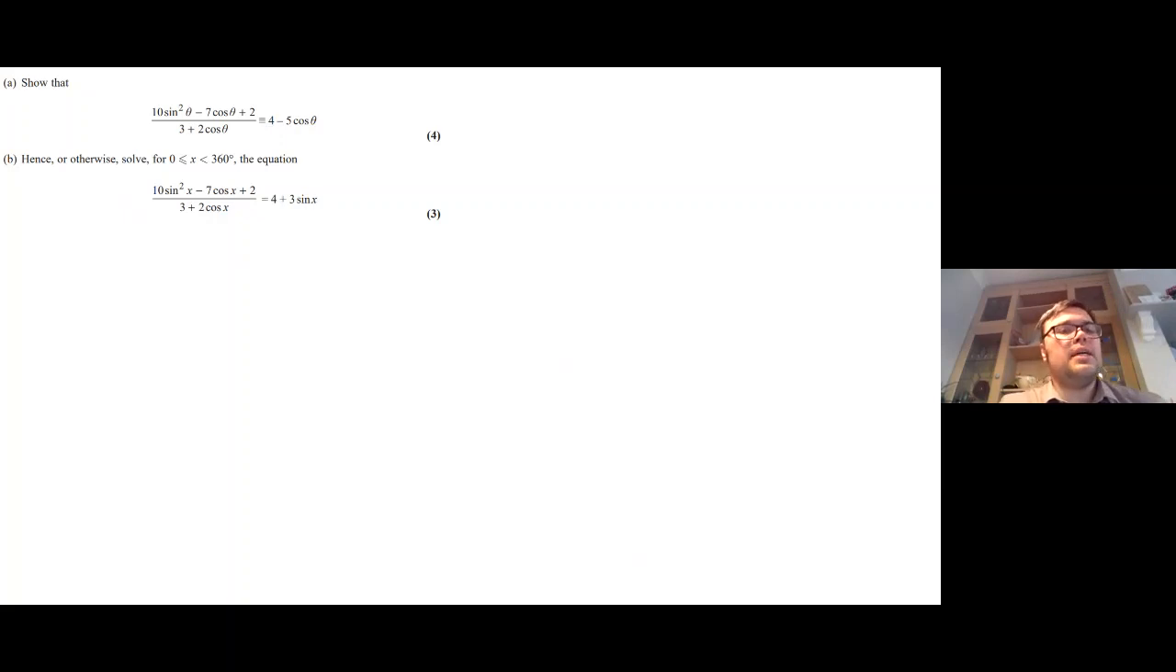So show that (10 sine squared theta minus 7 cos theta plus 2) over (3 plus 2 cos theta) is equivalent to 4 minus 5 cos theta. So you don't use the right-hand side. You just use everything on the left-hand side to work out what you can do. And then from that, you would then show that it equals the right-hand side.